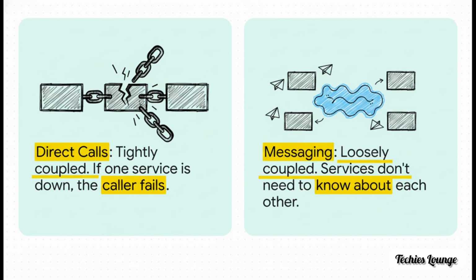Now, you could have them call each other directly, but that just creates a fragile chain. If the order service calls the payment service and the payment service is down, the whole thing breaks. A much better way is through messaging. Instead of talking to each other, services just shout out messages or events into a shared space. Then any other service that's interested can listen for those messages. It's like a public announcement system.